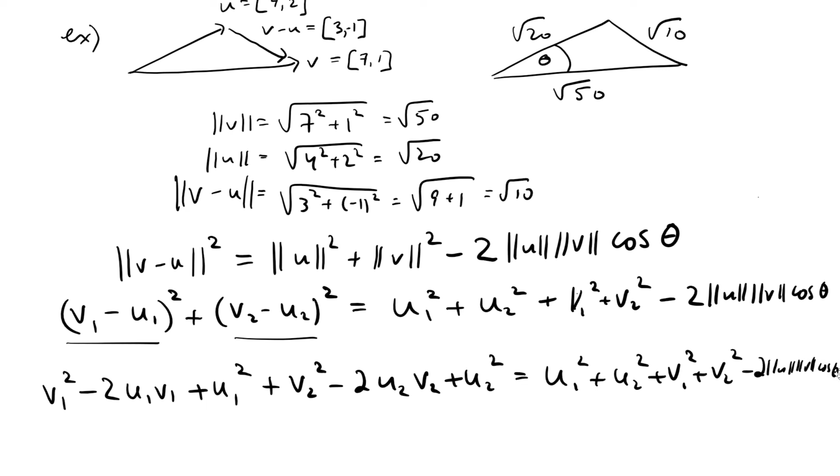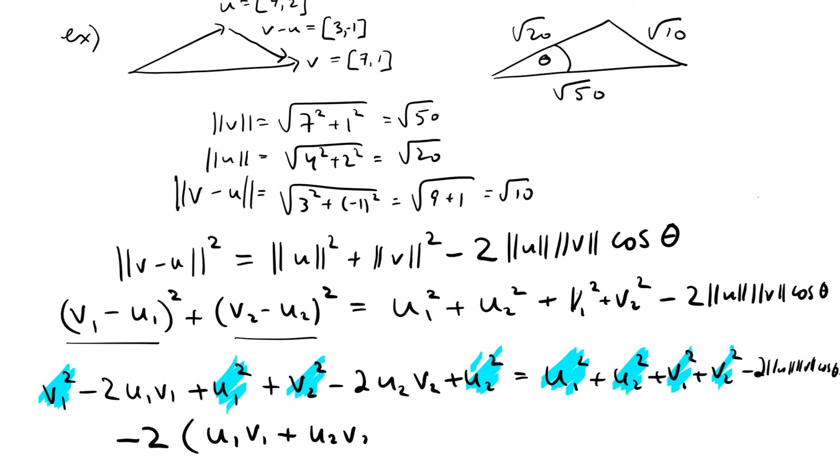Here we go. And notice something. I've got on this side this, which matches this, and this. So I can just remove everything on each side. And what am I left with? Well, I'm left with a minus 2. That actually shows up in both of the other two terms, so I can factor it out. So I've got minus 2 times u1 v1 plus u2 v2.